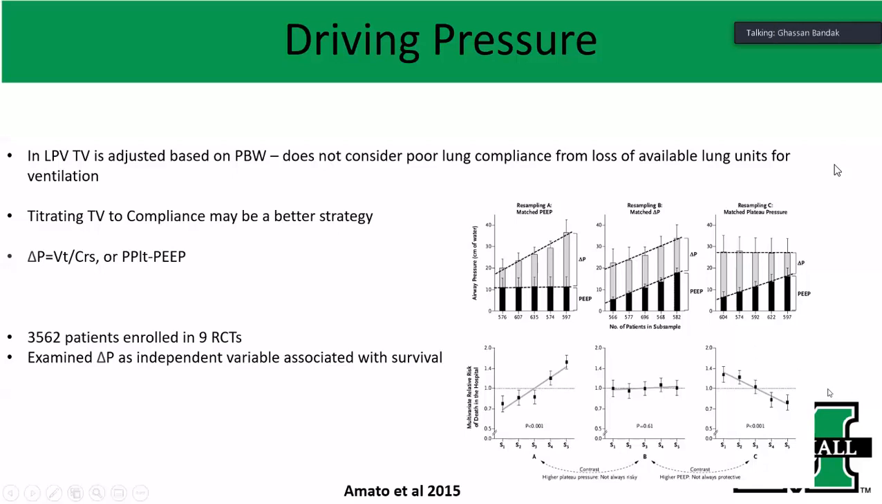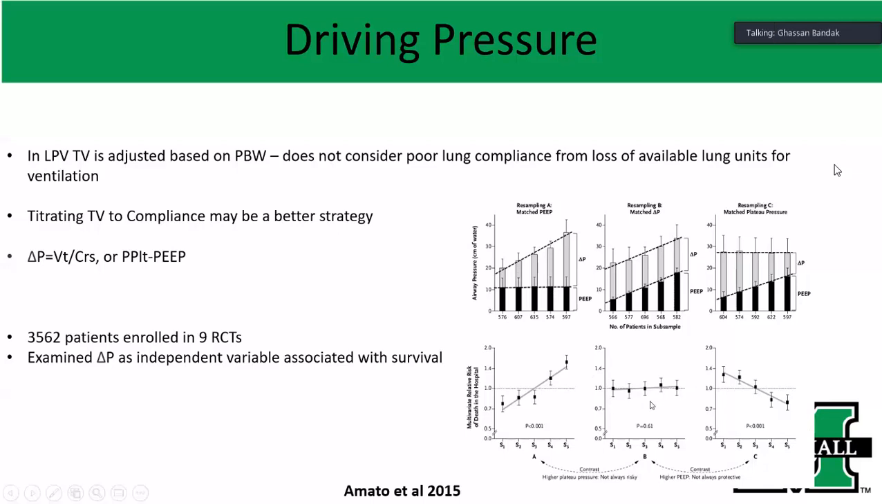Then they went back and they matched patients based on plateau pressure. And what they noticed is as the driving pressure decreases, you can tell here it's the opposite. The gray is getting smaller, the mortality will drop. So if you compare these two graphs, higher plateaus may not always be risky, right? Because achieving a higher plateau but the same driving pressure did not result in more mortality, okay?